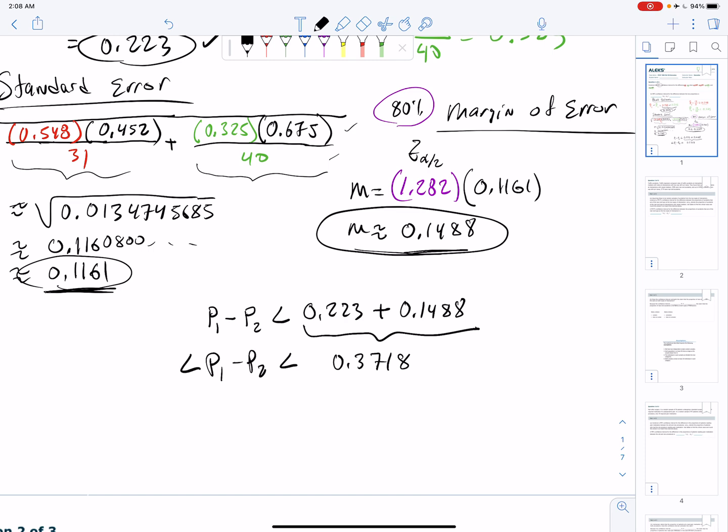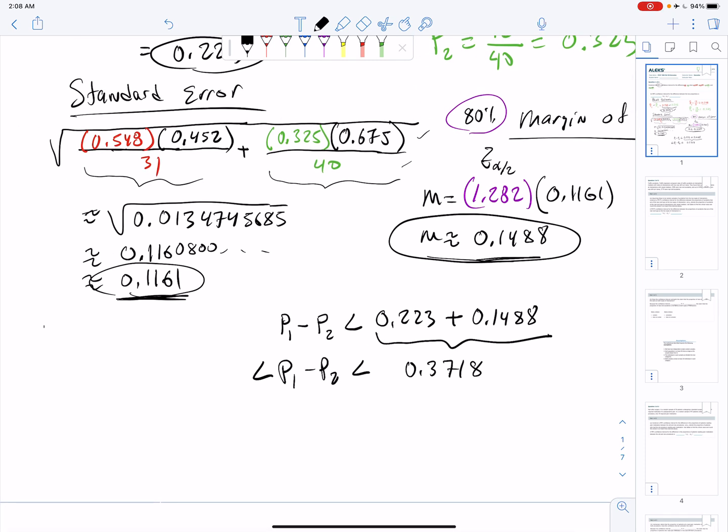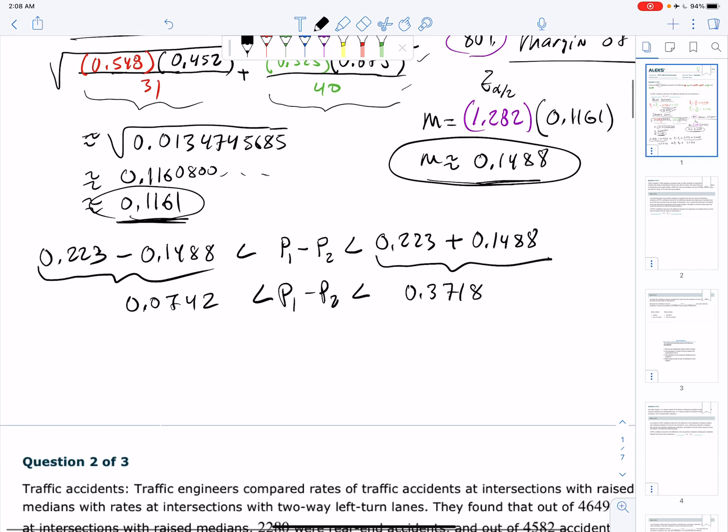And we want to get the lower bound. Well, the lower bound is just the point estimate, which is the same thing, 0.223, minus the margin of error, 0.1488. And when we calculate that, we get 0.0742. It said please round to 3 decimal places, so we'll do that. So this is going to be 0.074.